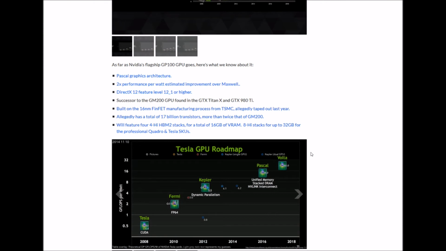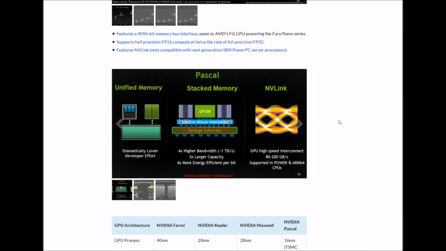So what we know about it so far: Pascal has 2x performance per watt estimated improvement over Maxwell, DirectX 12 feature level 12_1 or higher, successor to the GM200 GPU found in the GTX Titan X or 980 Ti, built on the 16nm FinFET manufacturing process, allegedly has a total of 17 billion transistors, more than twice that of GM200, will feature 4 HBM2 stacks, up to a total of 16GB of VRAM, 8-high stacks of 32GB for professional Quadro and Tesla SKUs. It features a 4096-bit memory bus interface, same as AMD's Fiji GPU, supports high precision FP16 compute at twice the rate of full precision FP32, and features NVLink, only compatible with next generation IBM PowerPC server processors.